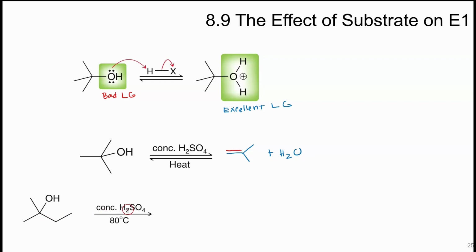If you do this reaction with concentrated sulfuric acid, we can get a mixture of alkenes just like we did with E2. We get the Zaitsev, and this is the Hofmann. And this happens to be 90% Zaitsev, 10% Hofmann. And E1 reactions generally will produce the Zaitsev product because it wants to have the more stable alkene.